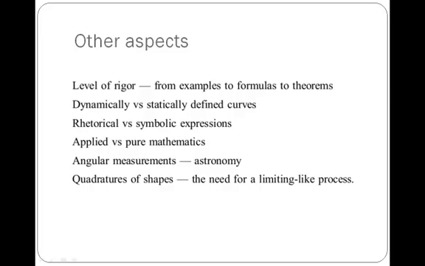We'll talk about angular measurements. These are important in astronomy, which is one of the early topics that civilizations considered, even some claiming dating back 15,000 years ago. And we'll talk about the quadrature of shapes. This is basically finding the area of various shapes, and this generated a need for limiting-like processes, which is the foundation in calculus. So that's what we're going to do.